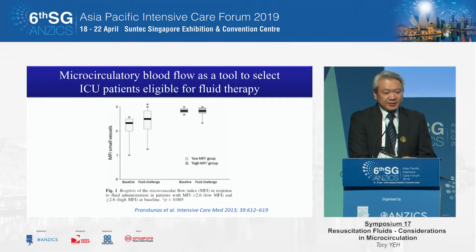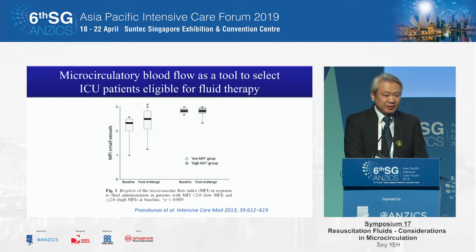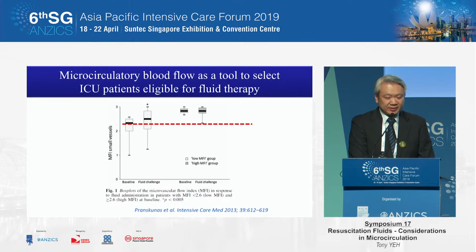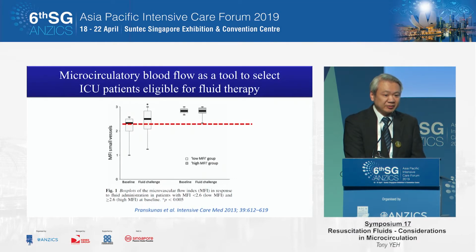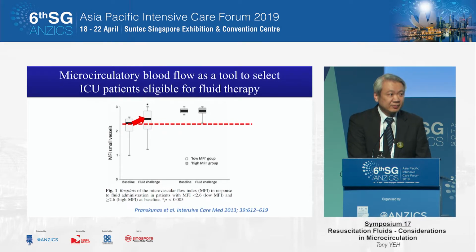So the next step is, can we select which patients are eligible for fluid therapy? In this figure, as you can see, there is a low microflow index group and a high microflow index group. For the high group, they're already good, so giving fluid has no effect. But for the low MFI group, if you give fluid, you can improve the microcirculation and also the patient's outcome.